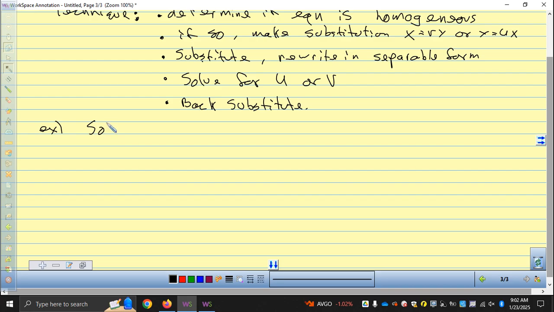We want to solve y squared plus xy dx plus x squared dy equals 0. Now we might look at this one and say, oh, maybe this one's exact. But we can see the partial of this with respect to y is not going to be the partial of this with respect to x. So it's not going to be exact.